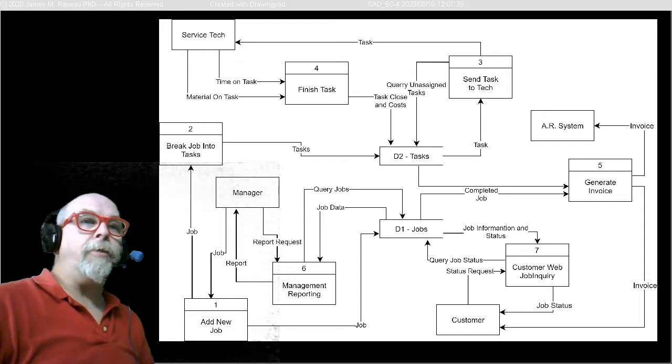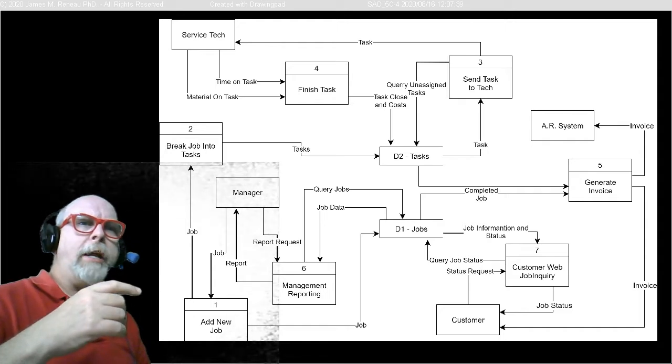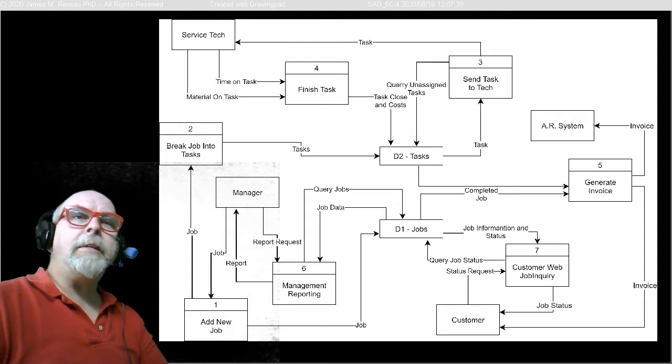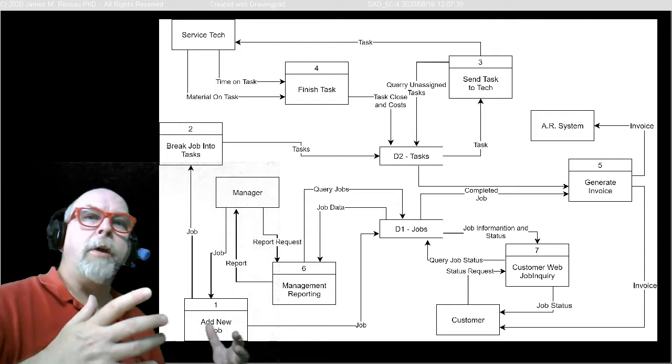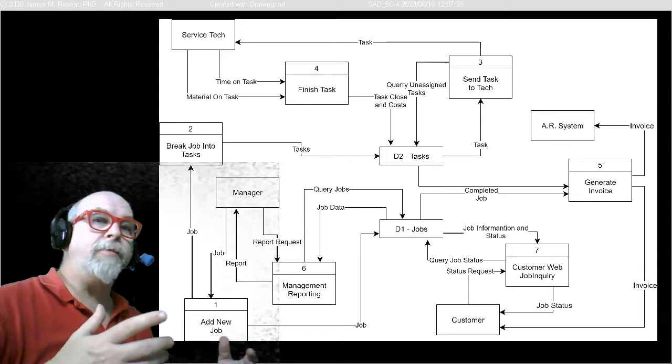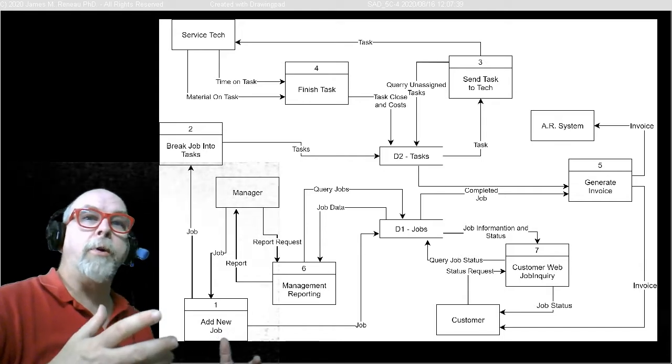Now, should generate invoice be triggered by something? Should it query tasks and jobs? Potentially. But this is a good stab to start talking to your client about the data flows, and what data we need to record in our system.